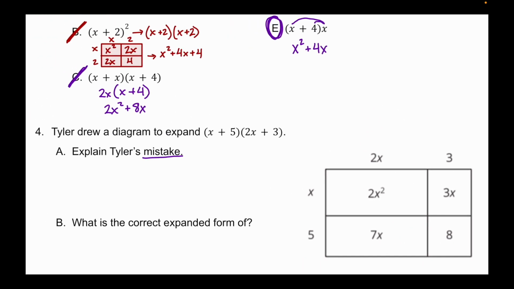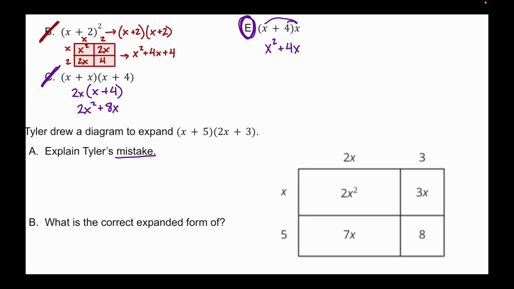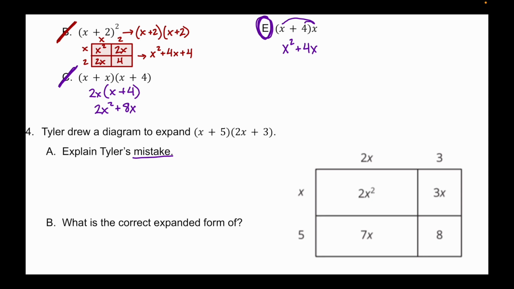So Tyler's mistake was he added in the bottom two boxes instead of multiplying.